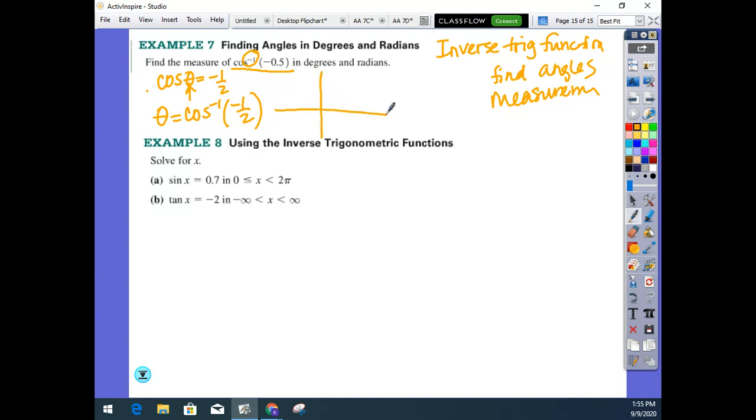Now, where is cosine negative? It's negative in the second and in the third. Now, -1, 2, square root of 3. This is my 1, 2, square root of 3 triangle. So this little reference angle here is 60. This is 120. All right, I'm going to have to pause this and get back to this in a minute.